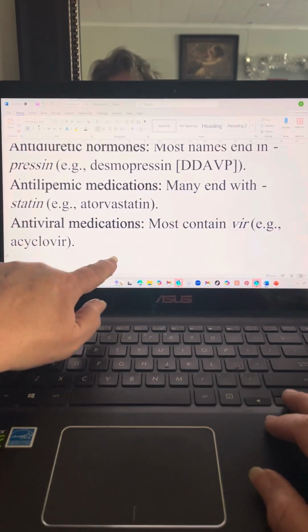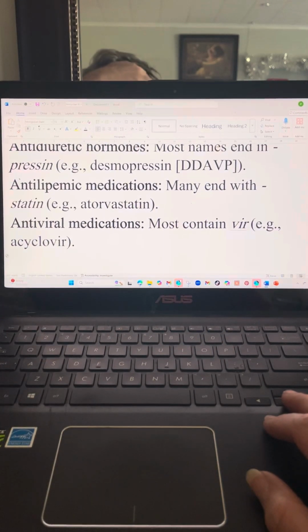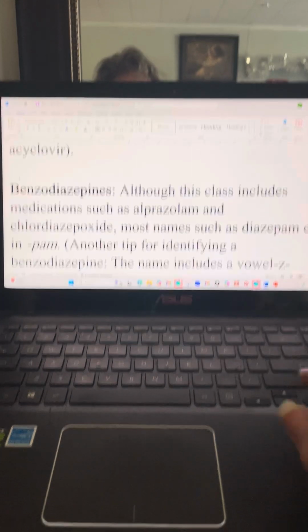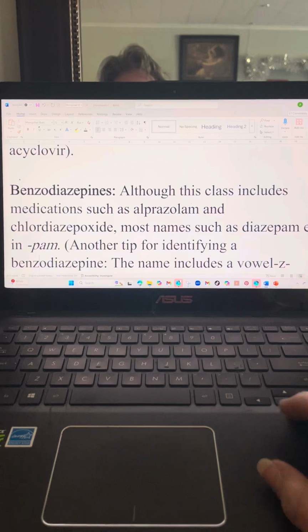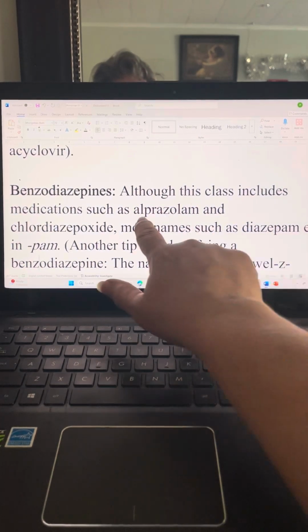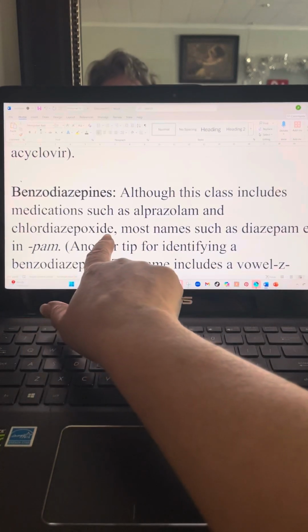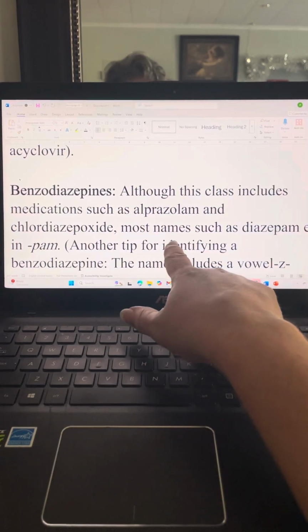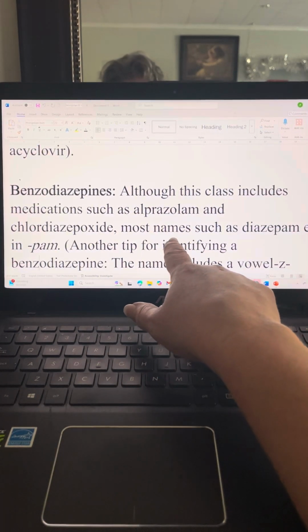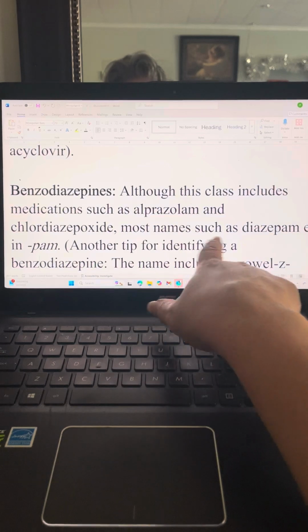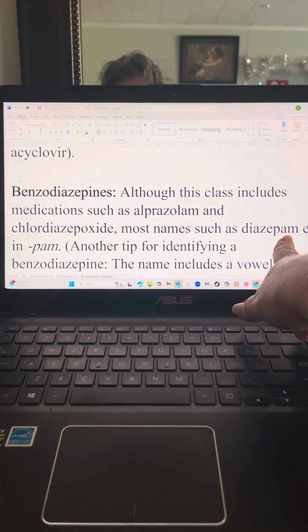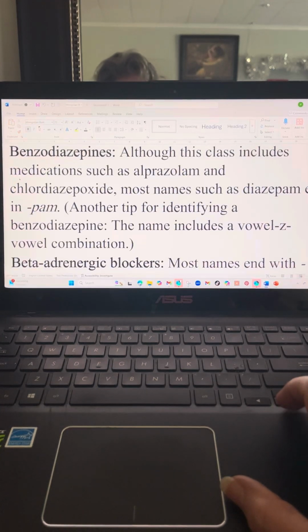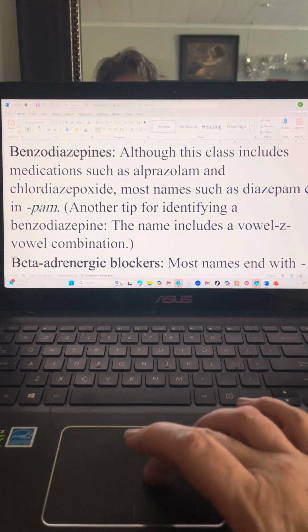See, acyclovir, Famvir. Okay, here we go. Benzodiazepines. Although this class includes medications like alprazolam and chlordiazepoxide, yeah, I gave him a nickname, most of them, such as diazepam, end in PAM. They either end in LAM or PAM. I should have put that on there.